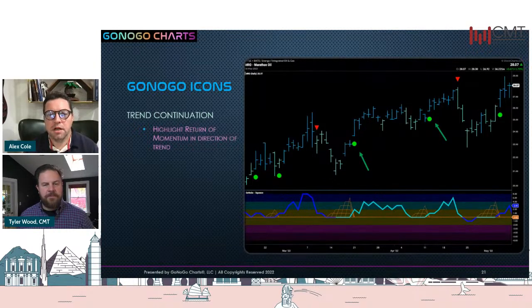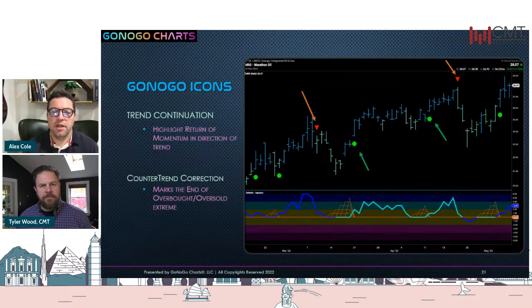And the first one are these circles. These are trend continuation icons. And those are exactly those moments that we just described where you are able to participate in a strong trend. And you can see that when the oscillator finds support at the zero line, you're going to get continuation icons on the chart. Now, if it was a no-go trend and it was resistance you were hitting at zero, these would be red no-go continuation icons. The second type of icon that you see here are these arrows or triangles. And those are counter trend corrections because we all agree, right, that there is a lot of value in looking at momentum in its traditional sense.